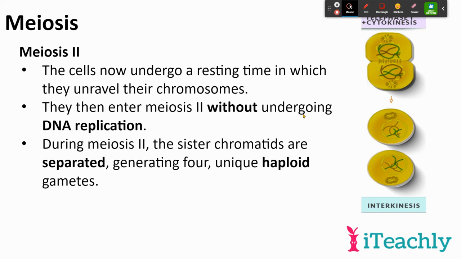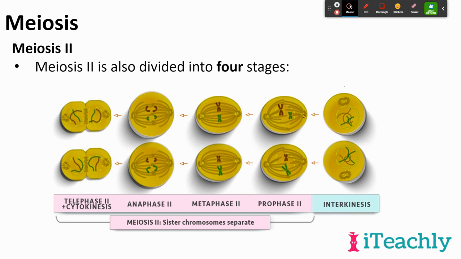All right. So the cell now undergoes a resting time in which they unravel their chromosomes. So it goes back into chromatin. They then enter meiosis 2 without undergoing DNA replication. So they're not going to do any more replication. So during meiosis 2, the sister chromatids are separating, generating 4 unique haploid gametes. So this is going to show you meiosis 2. So this is during interphase after meiosis 1, right? So these are these 2 cells. You got 1 chromosome from your mom and 1 from your dad for each one of these.